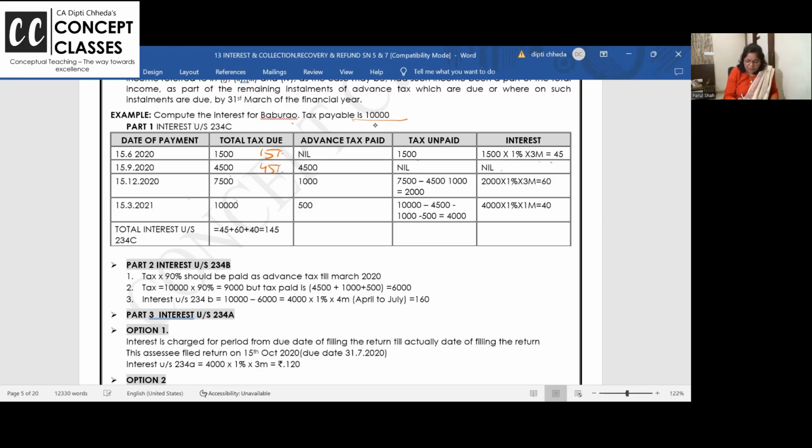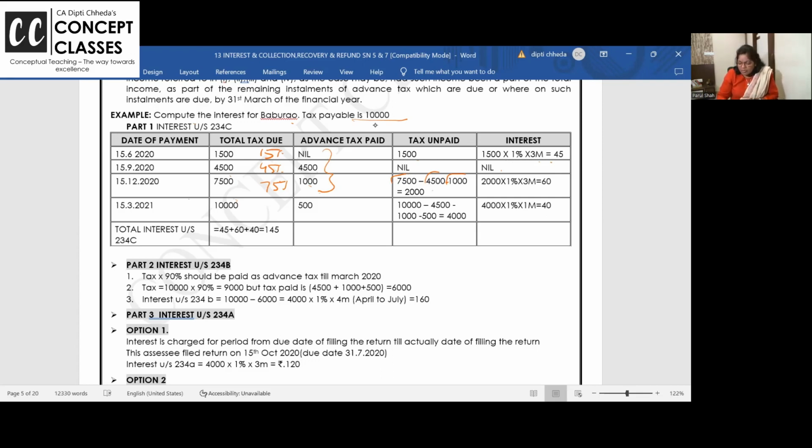How much tax you had to pay? 75%. So 75% comes to 7,500. But he paid 4,500 and 1,000. Earlier he didn't pay anything in the 1,500, but now he paid 4,500 and 1,000. So he had to pay 75%. He has paid 55%. 2,000 is the shortfall.